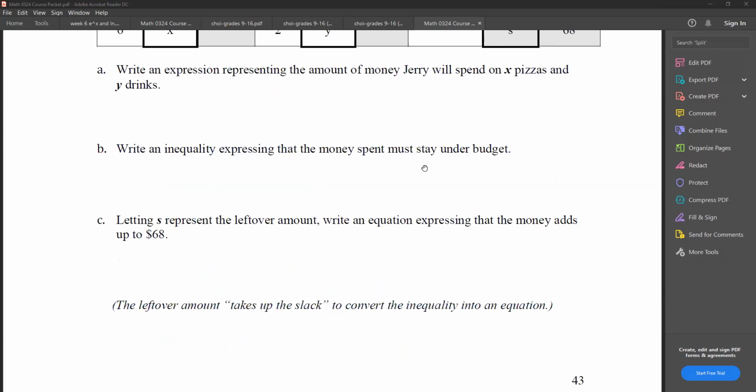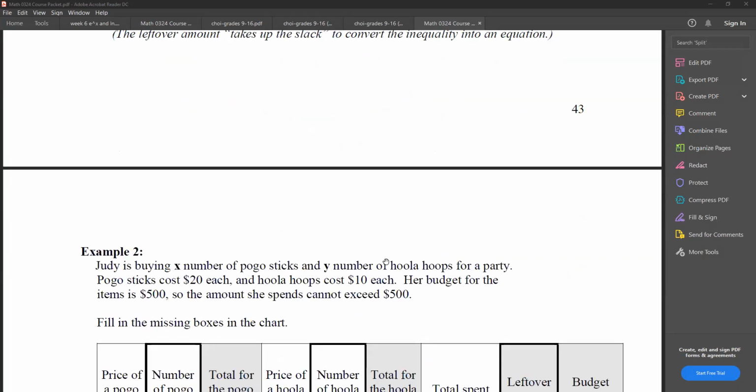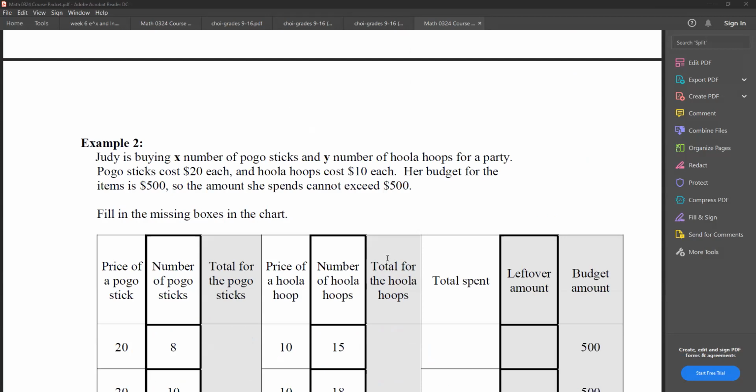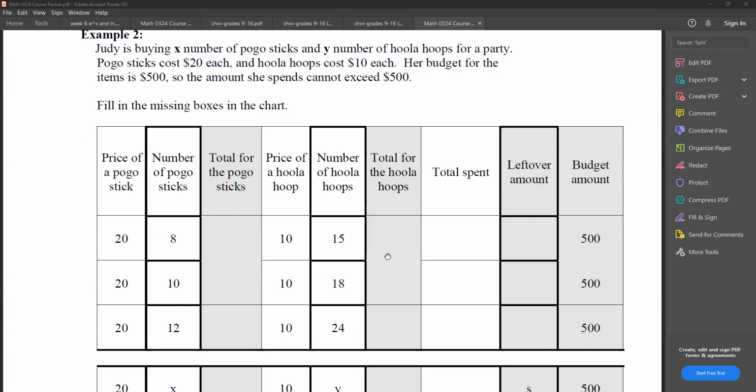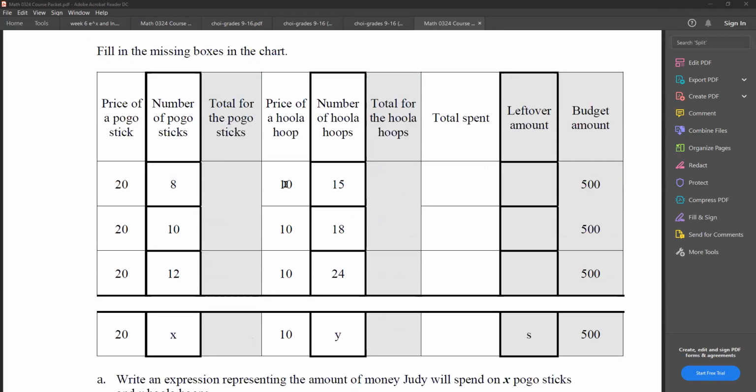Okay. Takes up the slack. All right. So we'll do the same kind of problem. Judy's buying X number of pogo sticks and Y number of hula hoops for a party. Pogo sticks cost $20 each and hula hoops cost $10 each. Her budget for the items is $500 and the amount she spends cannot exceed $500. All right, so same problem. Let me fill in the chart.